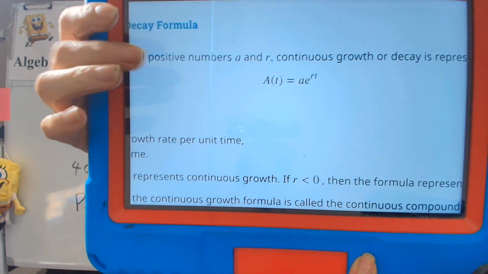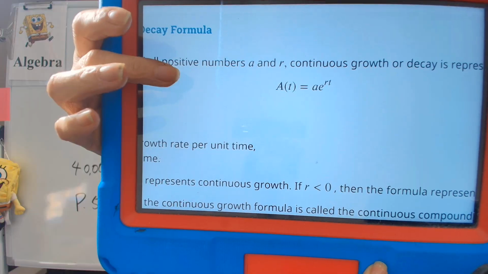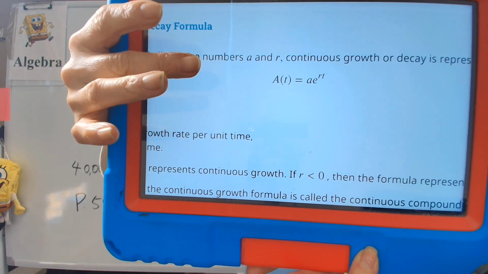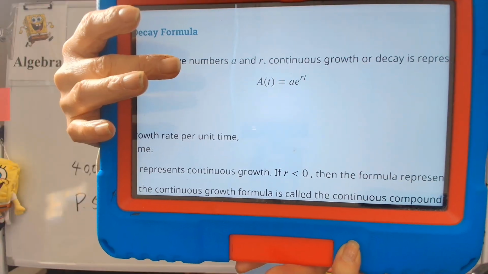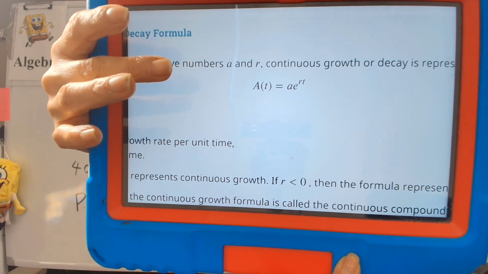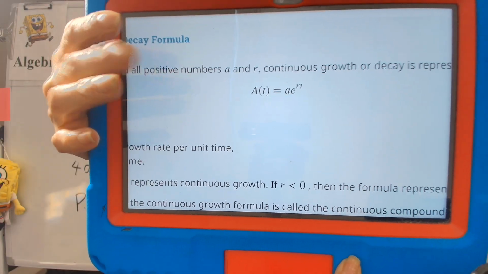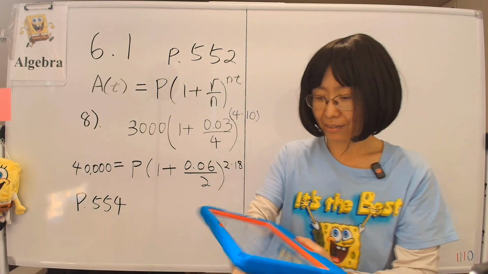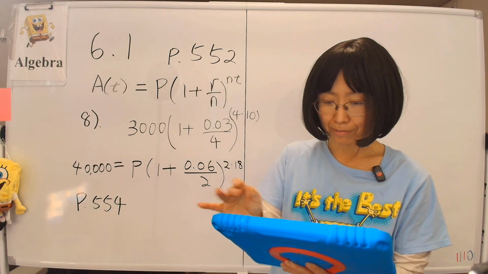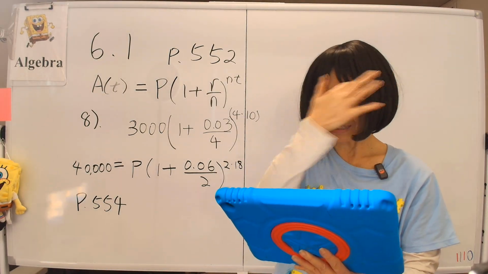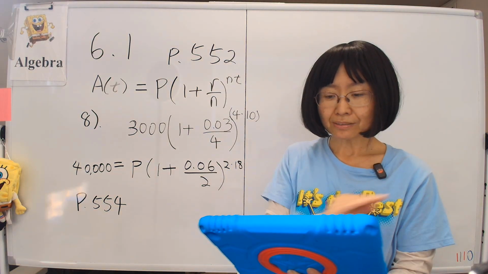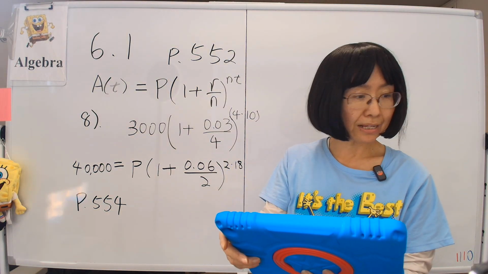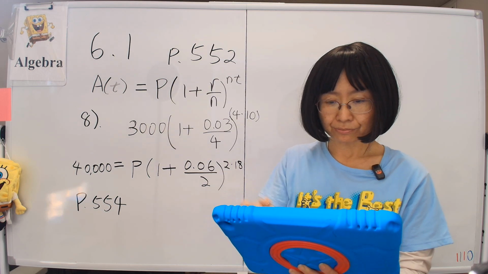So this is the continuous growth or decay formula, A equals A times E to the RT. E is a number you already know. What you don't know here is A, R, and T. With that information, you can figure out how bacterial growth or something rots and stuff like that. So let's look at example 11.